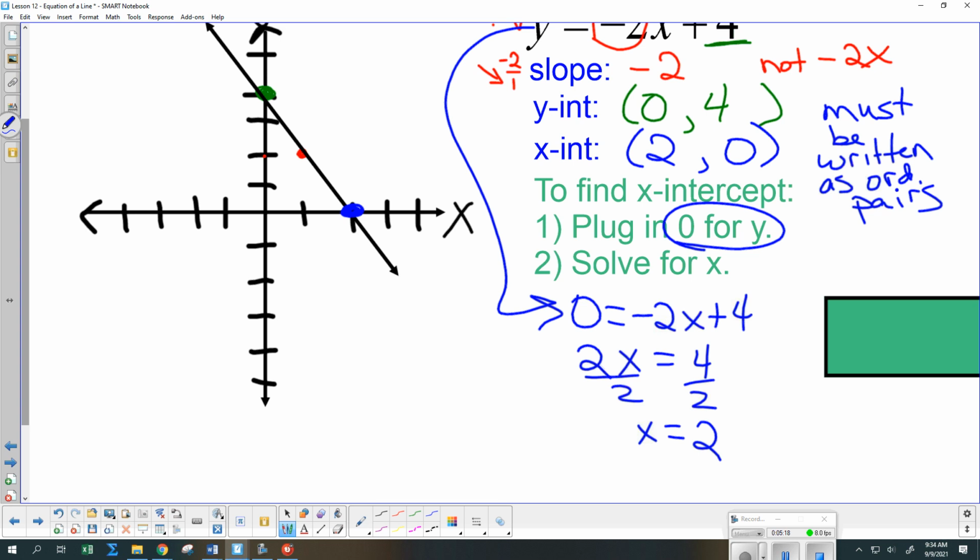This one, you could have figured it out by counting dots. When you went down 2 and over 1, you landed exactly on a lattice point right on one of the grid points there. But sometimes it's not going to be that easy to count your boxes and get there.